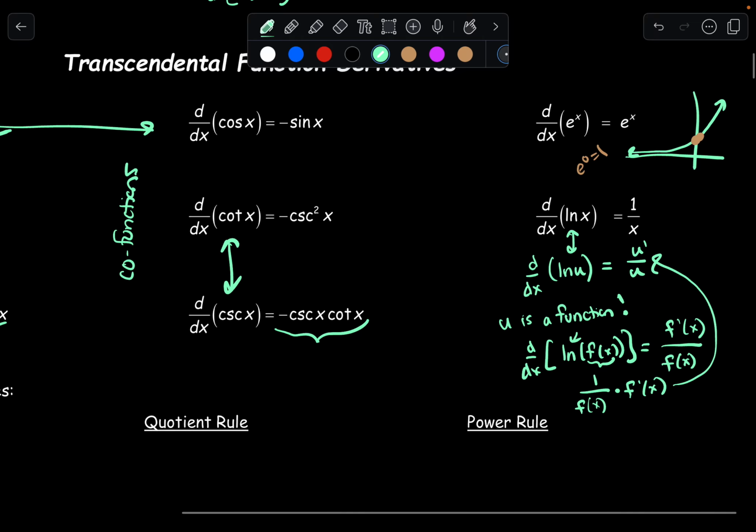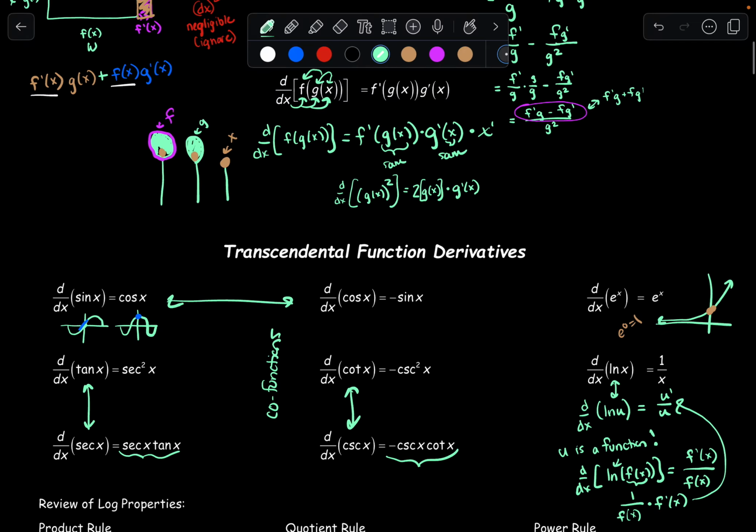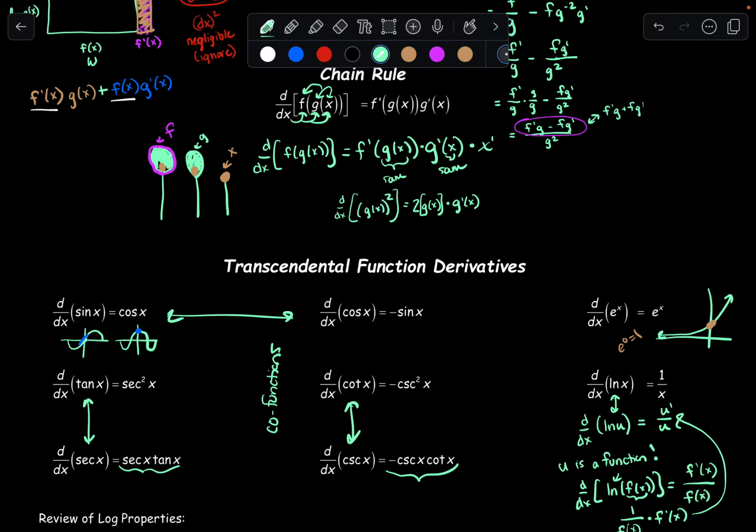All right, so that is a long introduction of these rules, and we'll be using them throughout the unit. Hope this helps.